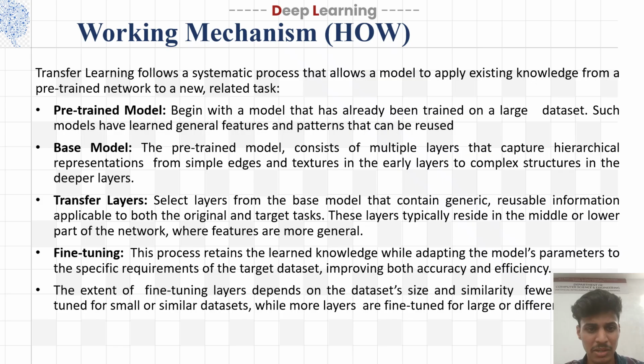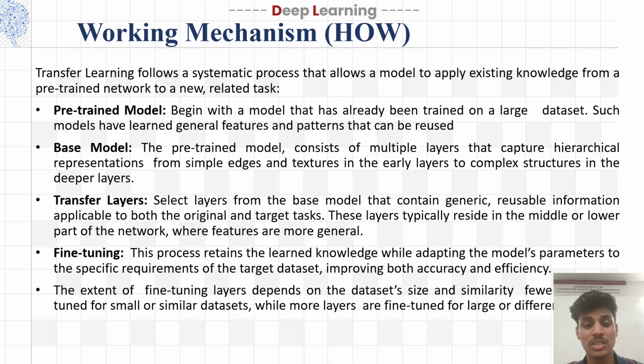The working mechanism: here's how the process actually works. The first step is we start with a pre-trained model. The model has already learned from a large data set like ImageNet, capturing general visual features. Then we use a base model. The layers of this base model learn from simple edges in early layers to complex patterns in deeper layers.